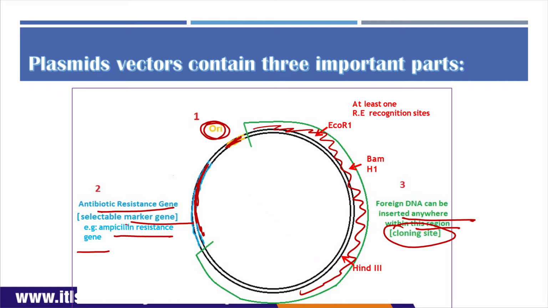BamHI and EcoRI: at least one recognition site is present.